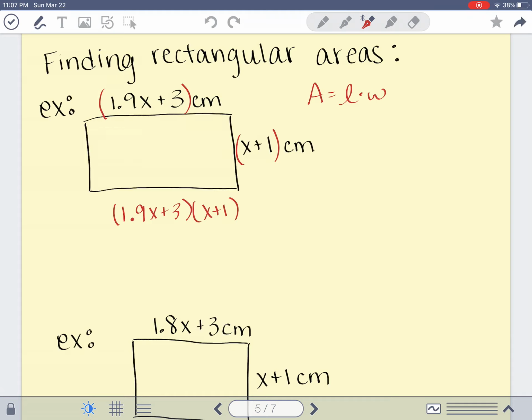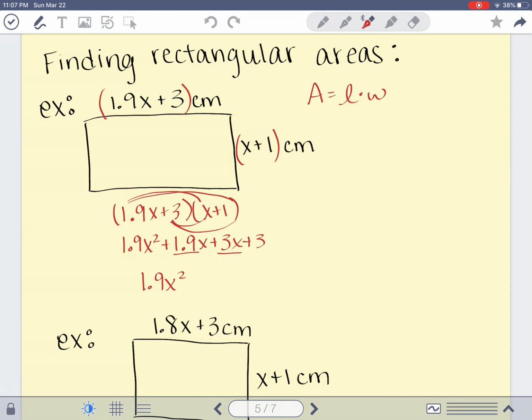Either way, I'm going to go ahead and just do FOIL method. So we've got 1.9x times x, so we get 1.9x squared. Our outer, 1.9x times 1, we get plus 1.9x. Our inner, we get 3 times x, so plus 3x. And then our last is 3 times 1, so plus 3. And then, of course, we combine our like terms.